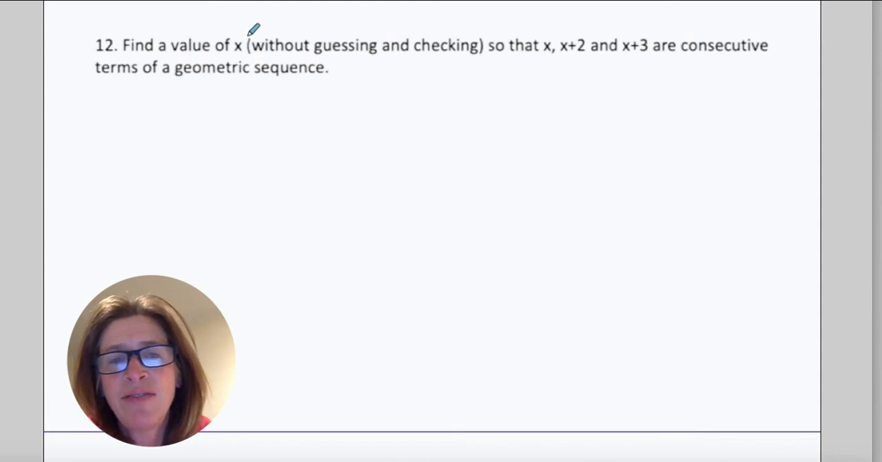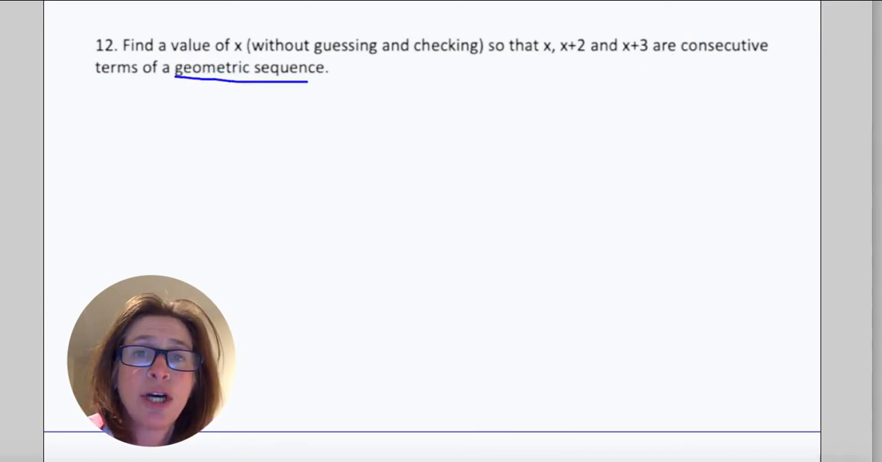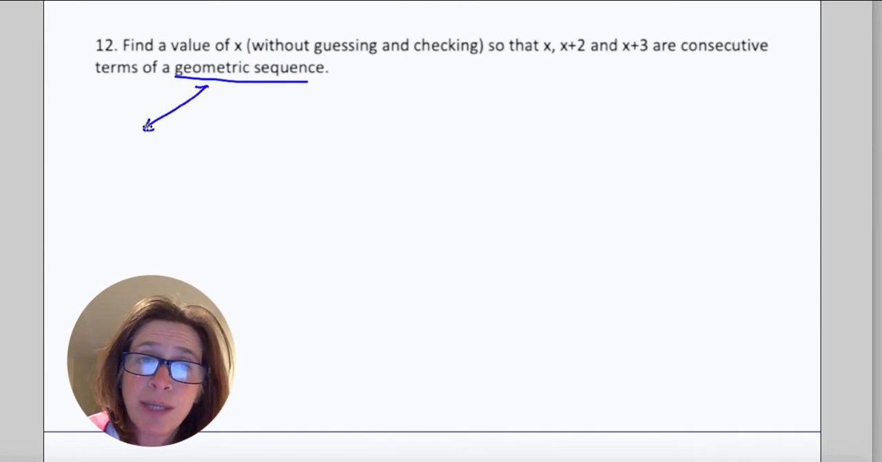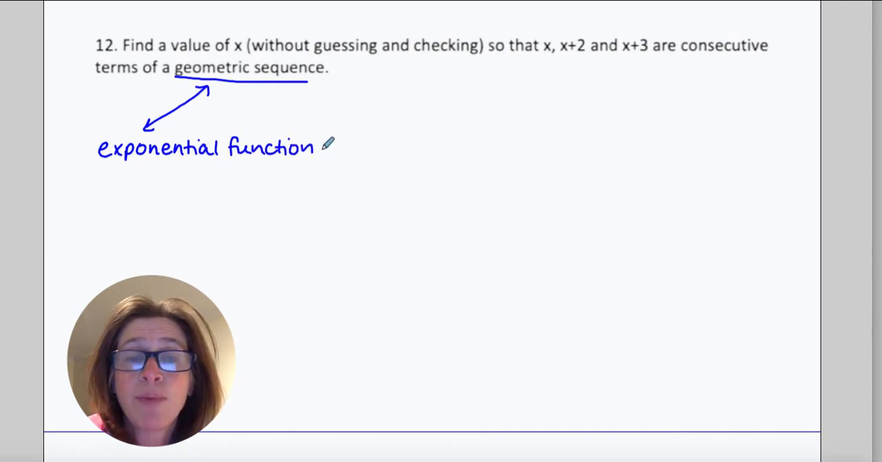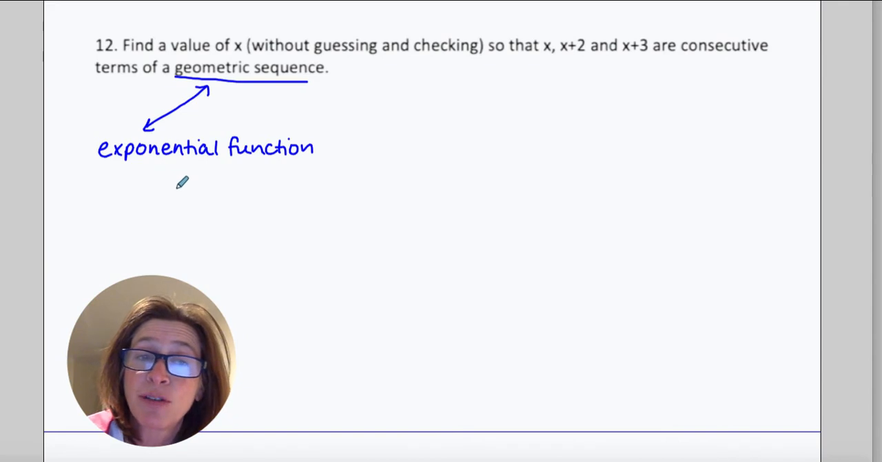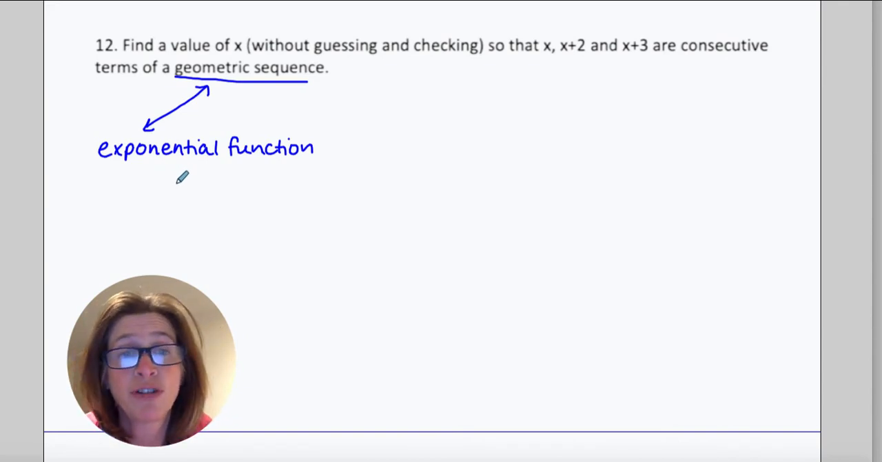It says, find a value of x without guessing and checking so that x, x plus 2, and x plus 3 are consecutive terms of a geometric sequence. Okay, so we have to remember that a geometric sequence behaves like an exponential function. And we've been talking about the fact that an exponential function has a constant ratio between the terms.